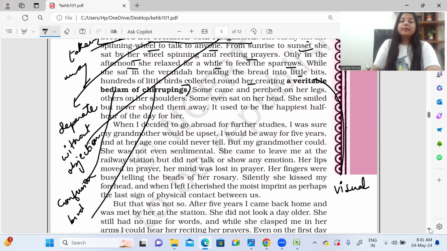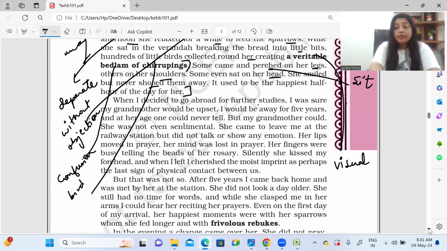The grandmother fed them. Some came and perched on her legs. Perched means sit. So some of the birds used to even sit on her legs and others on her shoulders. Some even sat on her head. So the birds were also connected to the grandmother because she was feeding them. She smiled but never shooed them away. Shooed here means that you say shoo to make them go away. So the grandmother never minded. She did not object when they sat on the shoulder, the head, or the knees. Very happily she accepted. She said, "Okay, let it be. If they want to sit, they can sit." It used to be the happiest half hour of the day for her. So for half an hour, she used to do that, and it used to be a very happy time.